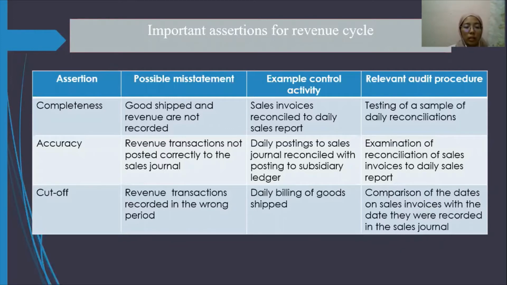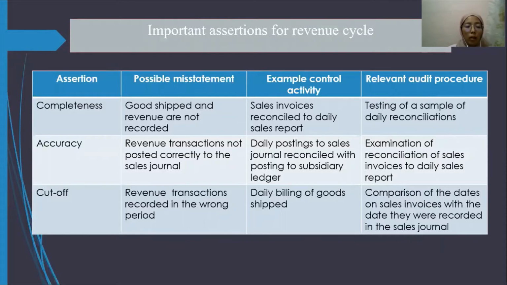Next is accuracy. Accuracy is to ensure that the revenue has been recorded appropriately. A possible misstatement that might occur is a revenue transaction not posted correctly to the sales journal. A control activity that can be done is daily posting to the sales journal reconciled with posting to the subsidiary ledger. And the relevant audit procedure is examination of the reconciliation of sales invoices to the daily sales report.